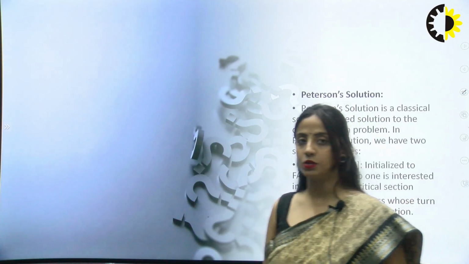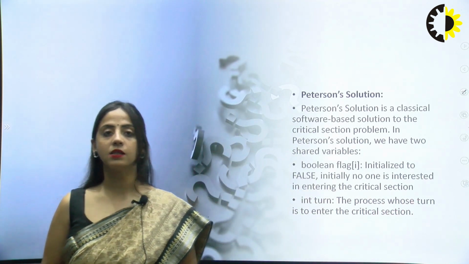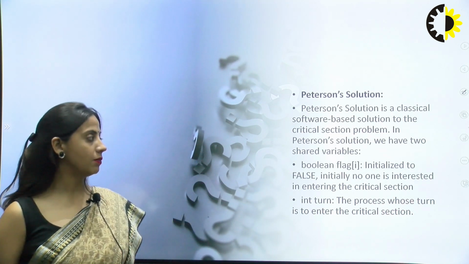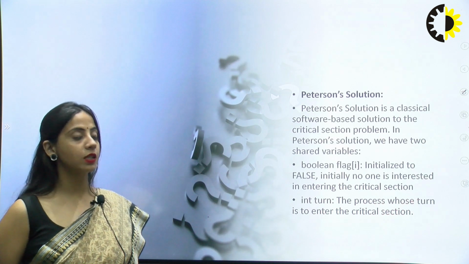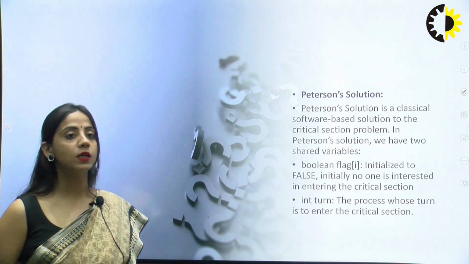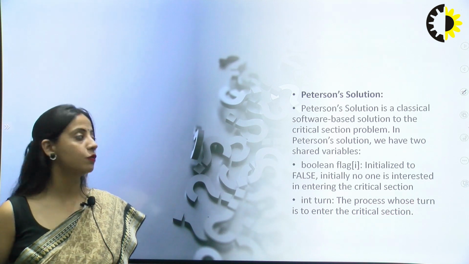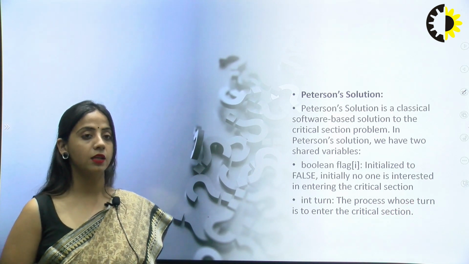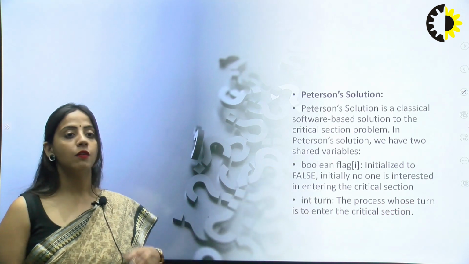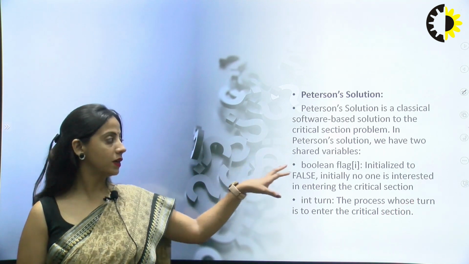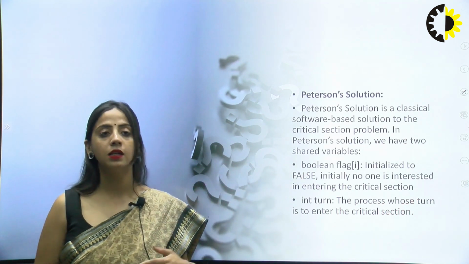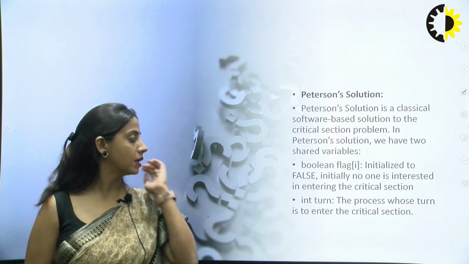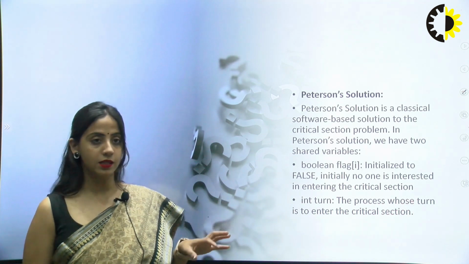Now, what is Peterson's solution? Peterson's solution is a classical software-based solution to the critical section problem. In Peterson's solution, we have two shared variables. The first one is a Boolean flag, which is initialized to false. Initially, no one is interested in entering the critical section. We keep this Boolean flag at false initially because this signifies that no process is interested in entering the critical section. Then the other shared variable is turn, the process whose turn is to enter the critical section.